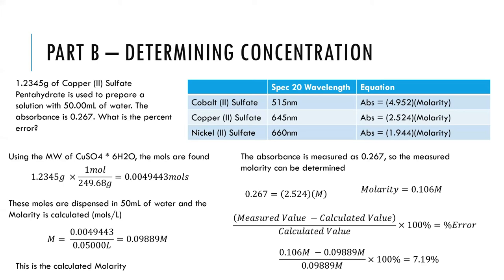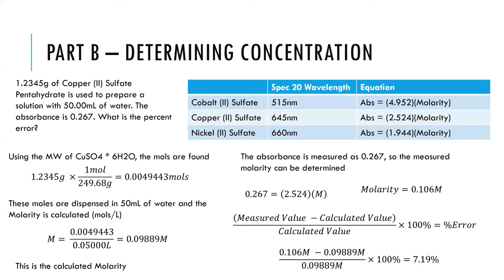So in the case of an example like this, weighing out a mass of 1.2345 grams of copper 2 sulfate pentahydrate and dissolving that in 50 milliliters of water. The absorbance of this solution is then measured as 0.267. What is the percent error? So first you know the mass of the material, so you can use the mass and the molecular weight of copper 2 sulfate pentahydrate to determine how many moles of this compound there actually is. So in this case, with the molecular weight of 249.68 grams per mole, you have the total number of moles of copper sulfate pentahydrate as 0.0049443 moles.